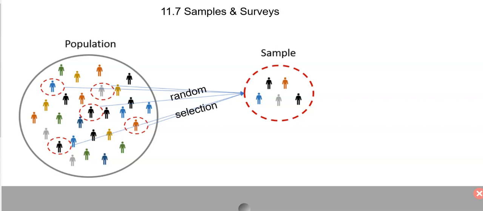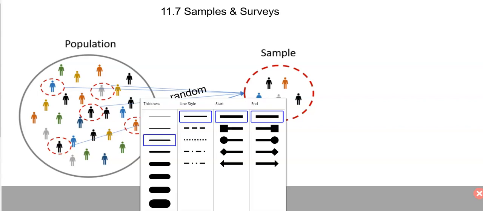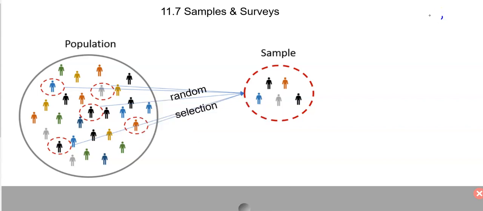Okay, so today we're going to talk about samples and surveys. A population is what you're studying. Let's just say the population was all St. Mary's students in the high school, and we wanted to ask them a question, like what's their favorite band. That'd be 250 students or so that you'd have to ask, and it might take a long time.